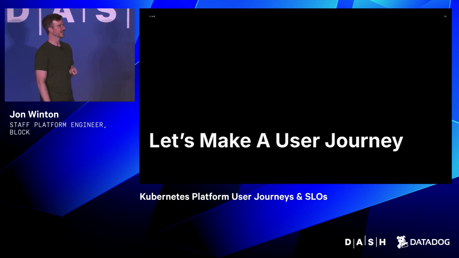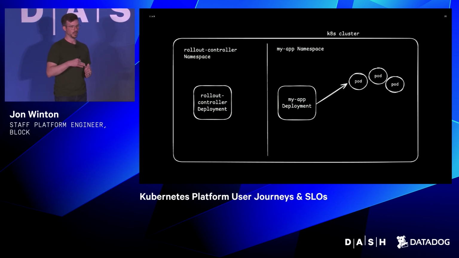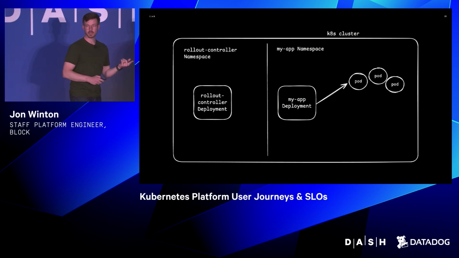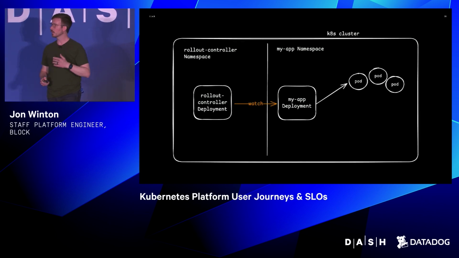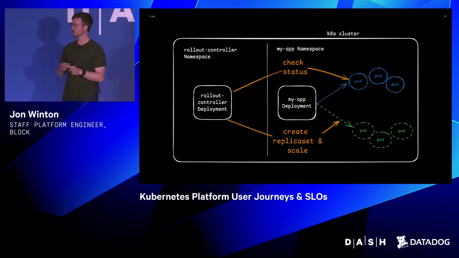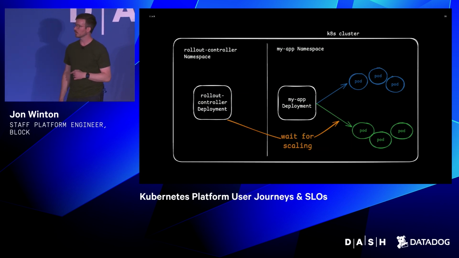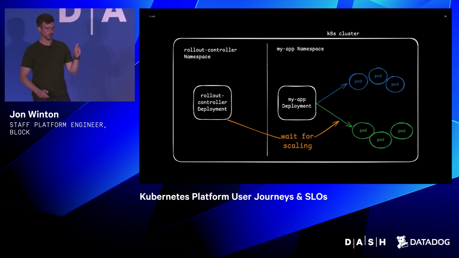So let's actually get to the fun part of this talk, which is making a user journey. We're going to peel back the layers a little bit or submerge a bit and say that in our Kubernetes cluster, we have what the user saw before, their namespace, but behind the scenes, there's probably a controller managing blue-green deployments. That controller is watching that deployment, and whenever someone initiates a deploy, we get some new pods that come up, we check the status of the existing pods, and then we create a replica set. We start to wait for those new pods to come in. They come in, and we're like, all right, great, we're good to go.